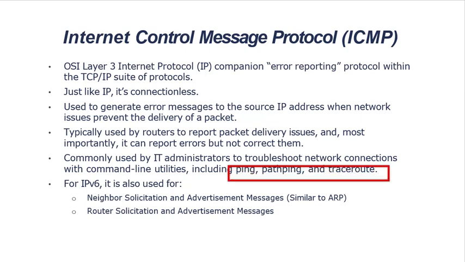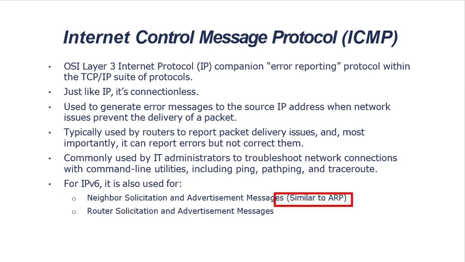Up to this point, everything that we've talked about pertains to both IP version 4 and IP version 6. However, with IP version 6, there's some additional functionality. There's ICMP version 6 that goes along with IP version 6, and that additional functionality is neighbor solicitation and advertisement messages, which is very similar to the Address Resolution Protocol. So it's very similar to ARP.